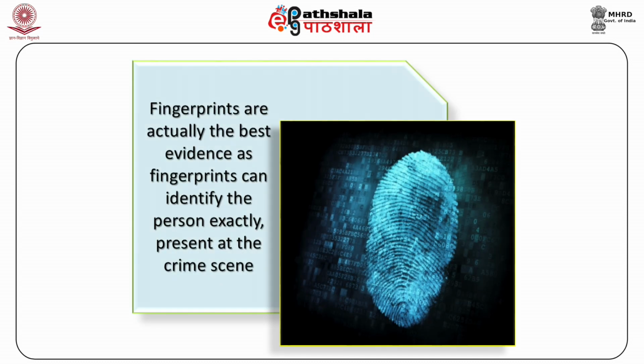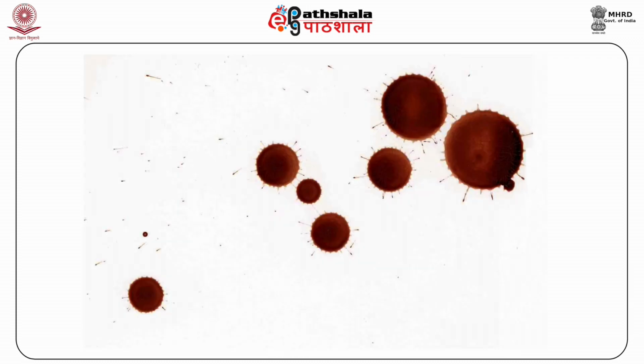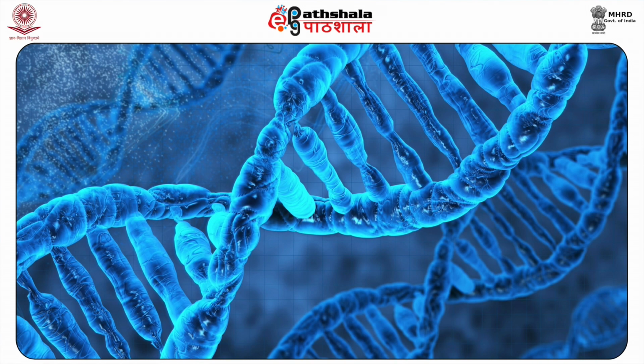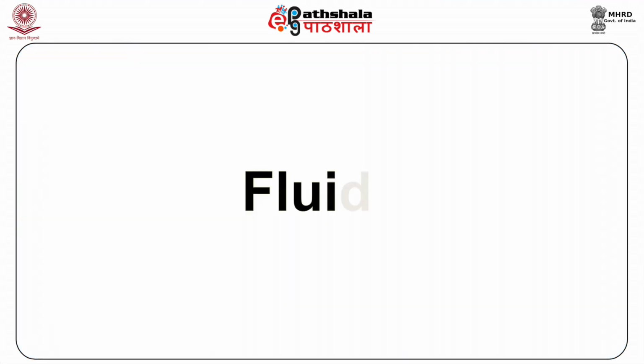Fingerprints. Fingerprints are actually the best evidence as fingerprints can identify the person exactly present at the crime scene. Blood samples. The shape of the blood samples can actually tell us from what height they have fallen down. DNA can be extracted from blood samples obtained from the crime scene to simplify the identification process.